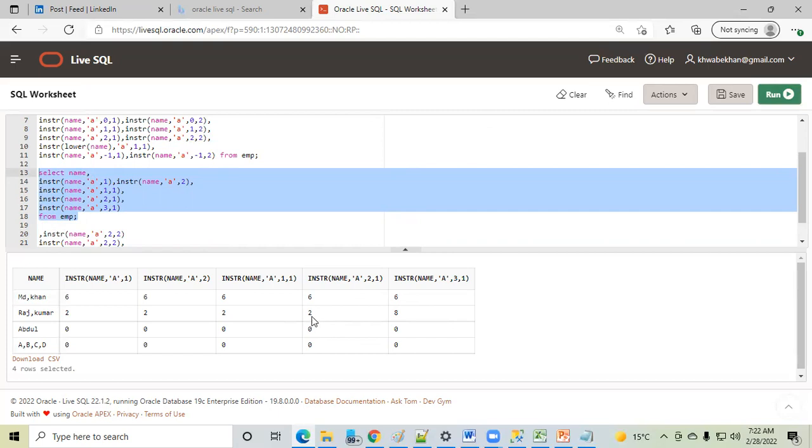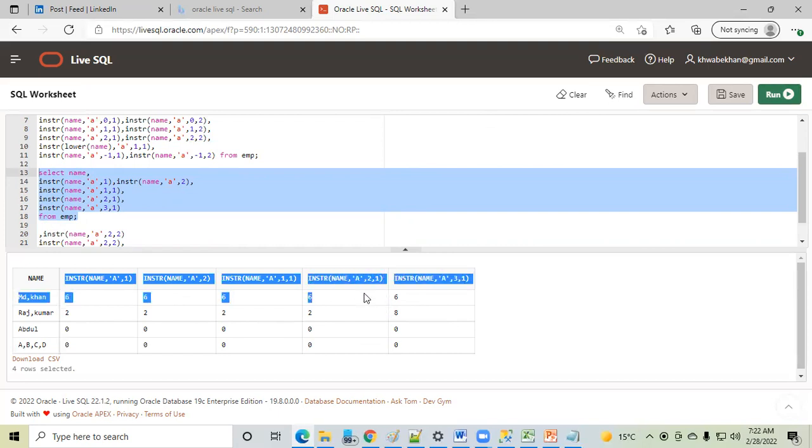Perfect. So now A1, A, 1, A, 2, 1, 1, 2, 1. First of all, all these four are giving me the same output. Why are these four giving the same output? Any idea, guys?